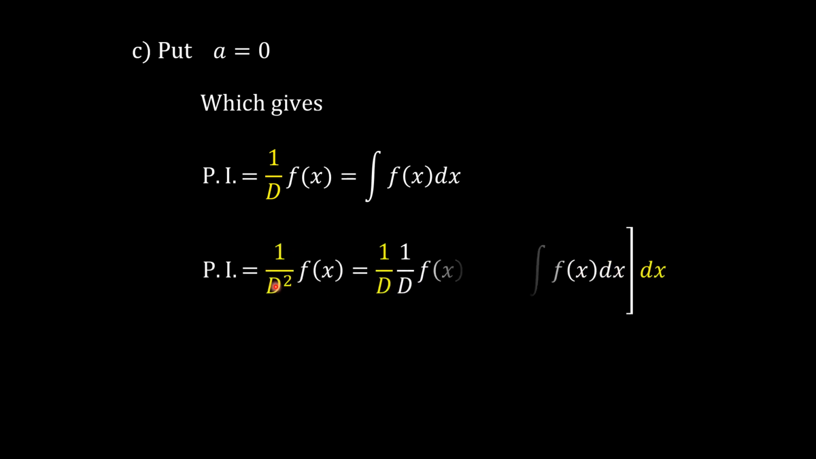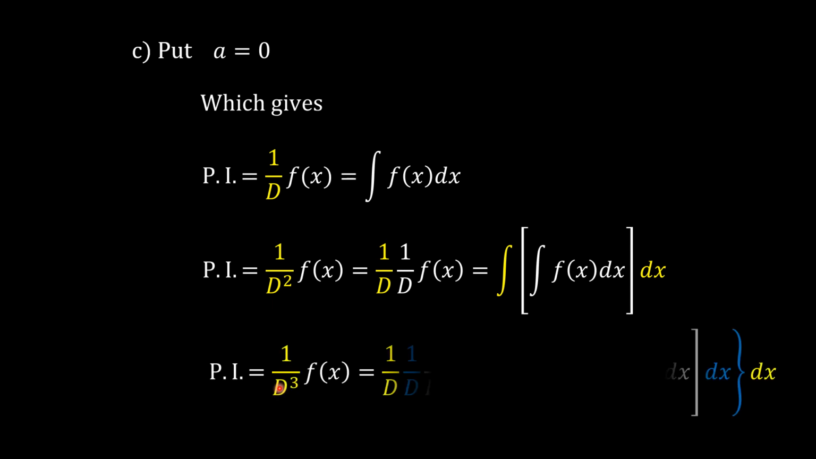Next, we will consider the particular integral equal to 1 upon D square into f of x. Which is equal to, we can write it as 1 upon D into 1 upon D of f of x. So we are going to operate the operator 1 upon D twice on f of x. First time when we operate, we will evaluate the integration of f of x dx. Follow this color code. Evaluate that integration, suppose it will be g of x, then evaluate the integration of g of x with respect to dx. So that will give us the particular integral 1 upon D square of f of x.